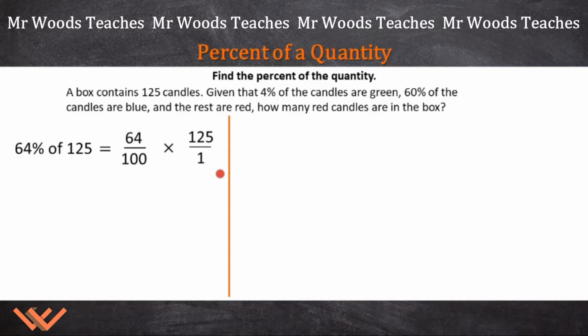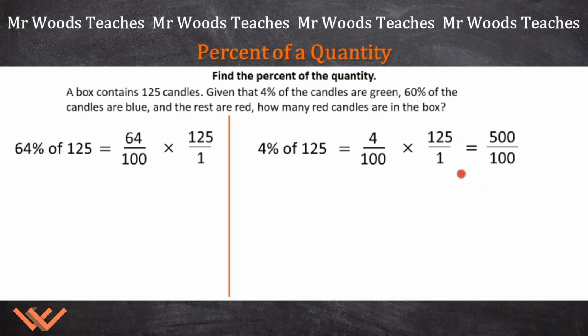Let's take a look at a different way. So here, let's figure out 4% of 125. How do you set up that problem? Well, here I have it as 4 hundredths times 125 over 1. And now that's a little bit more manageable, because I could say 4 times 125 is going to be 500 divided by 100. As shown here, we have 500 divided by 100.